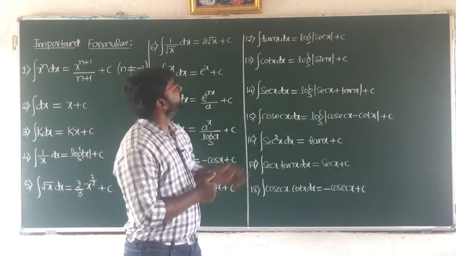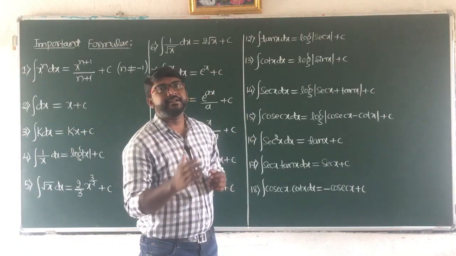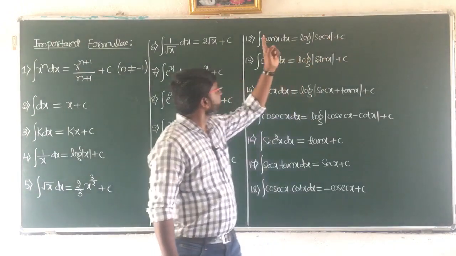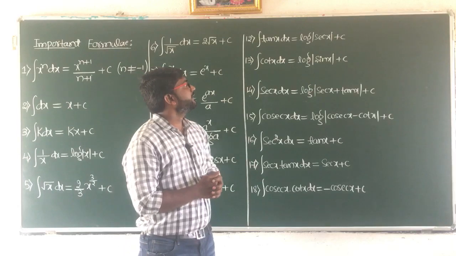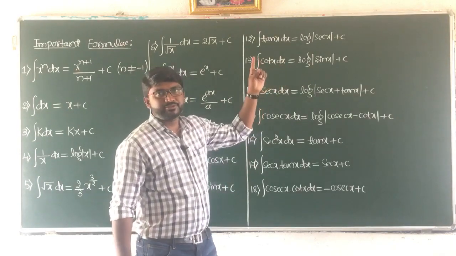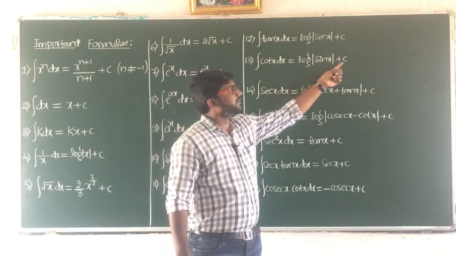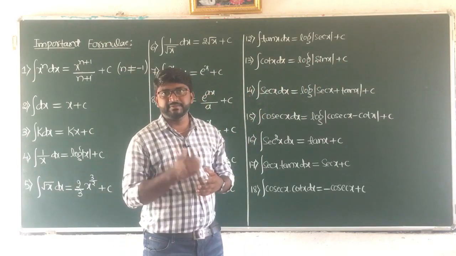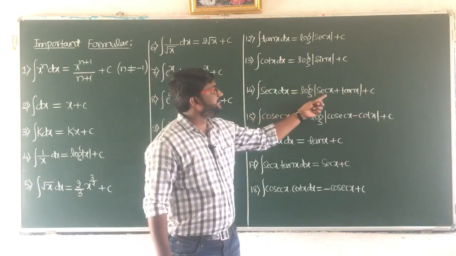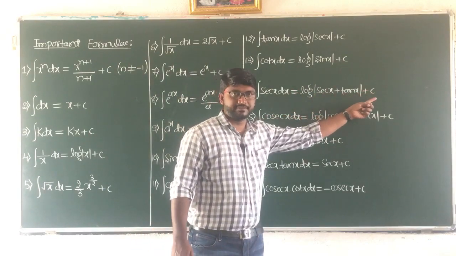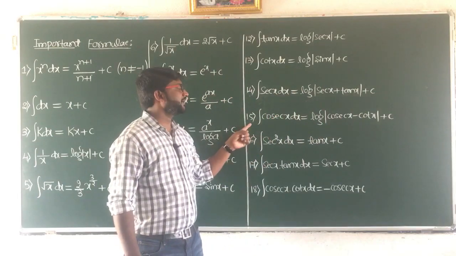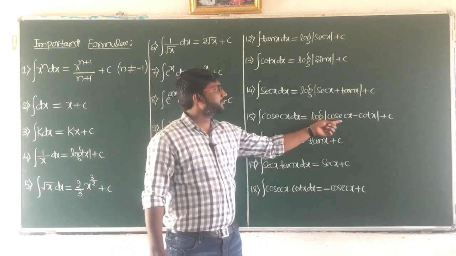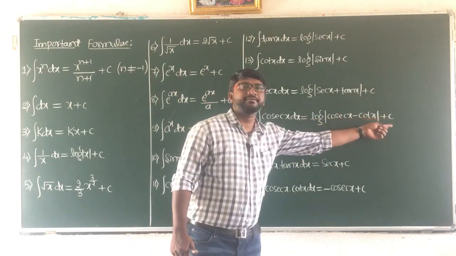Then we will move on to the 12th one, integral tan x dx equals log mod secant x plus c. Then the 13th one, integral cot x dx equals log mod sin x plus c. Then the 14th one, integration of secant x dx equals log mod secant x plus tan x plus c. Then the 15th one, integral of cosecant x dx equals log mod cosecant x minus cot x plus c.